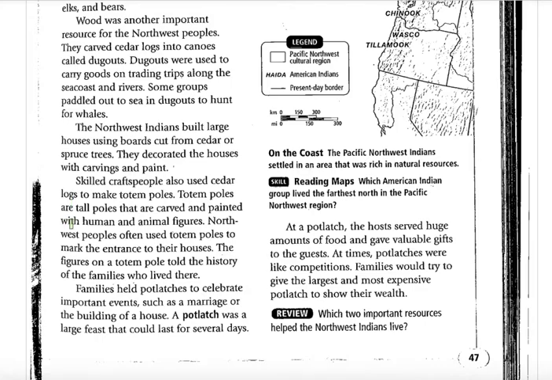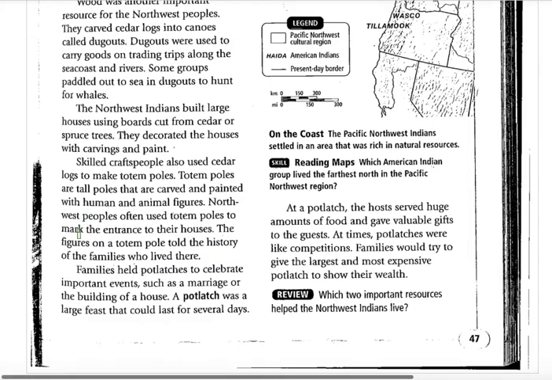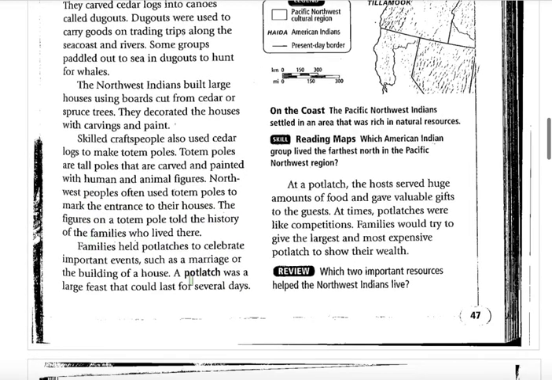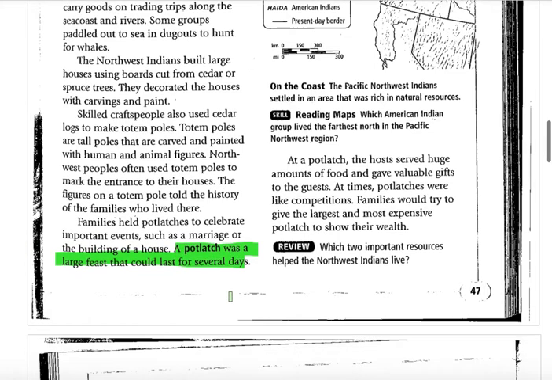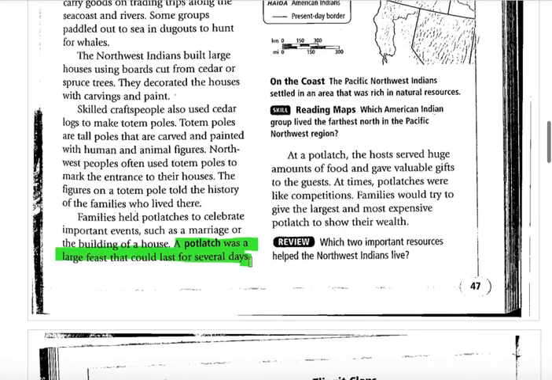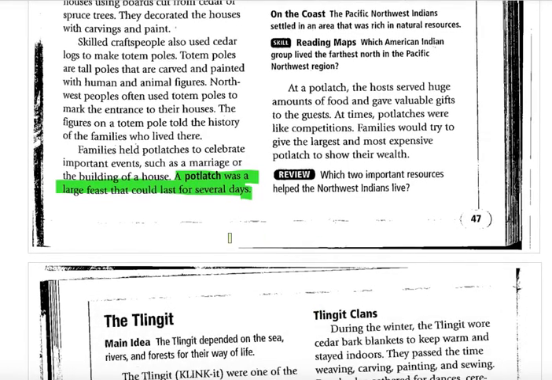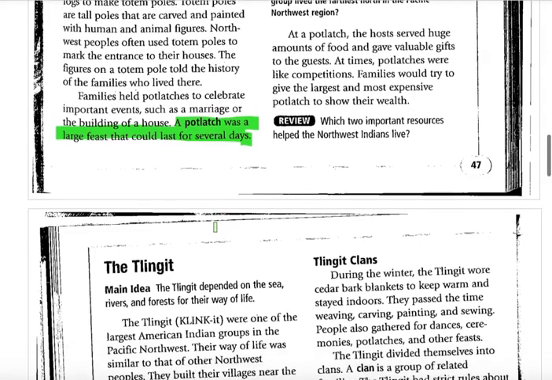Families held potlatches to celebrate important events such as a marriage or the building of a house. So here's another one. A potlatch was a large feast that could last for several days. Sounds fun. At a potlatch, the host served large amounts of food and gave valuable gifts to the guests. At times, potlatches were like competitions. Families would try to give the largest and most expensive potlatch to show their wealth.